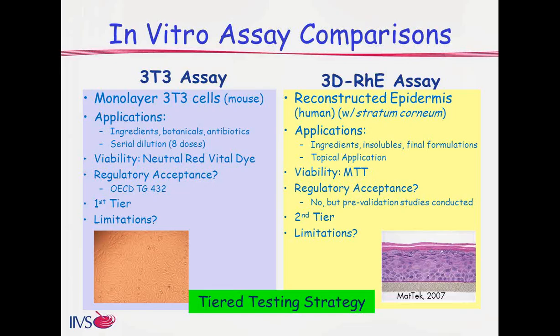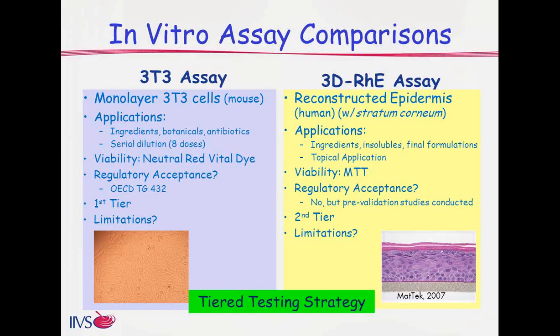As you can see from the photos, the micrographs of the 3T3 confluent monolayer in the 96-well plate to the left, and then also the histological sectioning of the layers of the three-dimensional tissue provided by MatTek to the right. Again, notice that top layer with the functional stratum corneum.